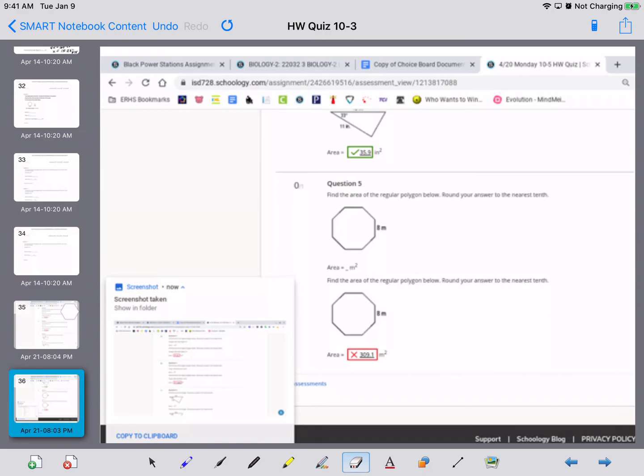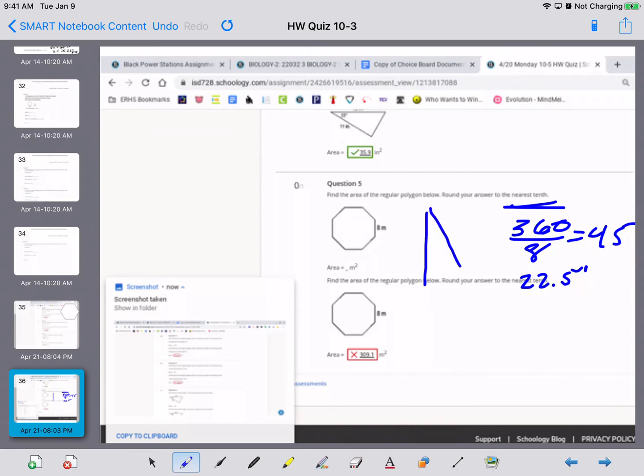Okay, this is an octagon. So I've got an octagon here. It's a regular polygon, and I'm rounding to the nearest tenth. So remember, 360 divided by 8 is going to give me 45. Half of 45 is 22.5 degrees. And remember, coming out, this is 22.5 right in there. Half of 8 is 4. Remember, I've got this central angle of a triangle coming out of here, and I just blew it up right there.